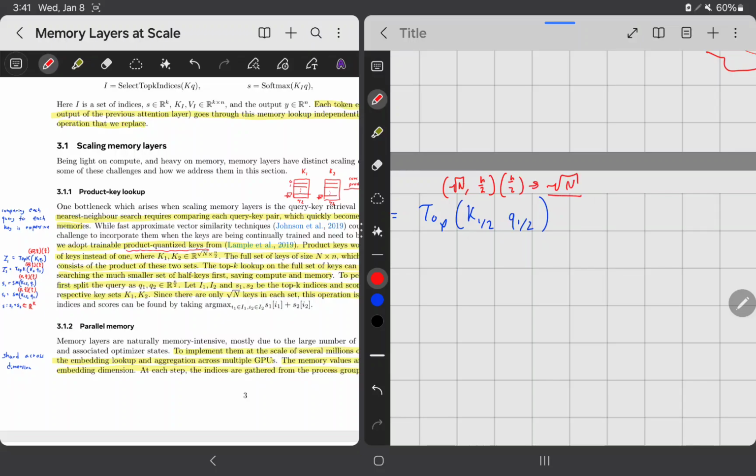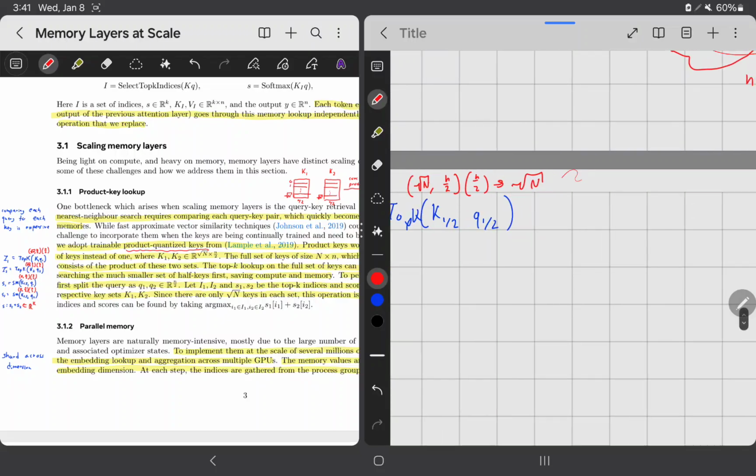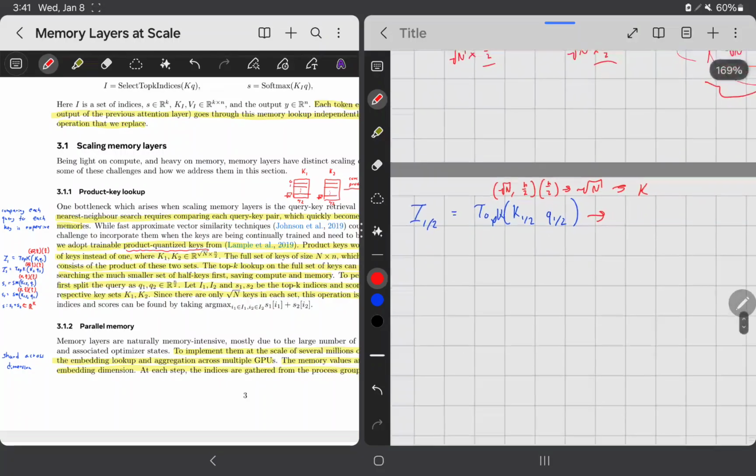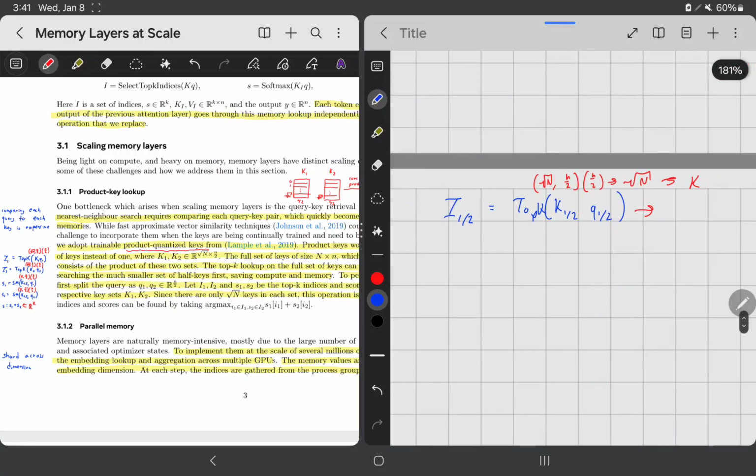So this will give you n weights here. And then you take the top k of those, and this will give you k indices from your first and second K matrices, your routing matrices. So once you have those, you then have to compute your weights.